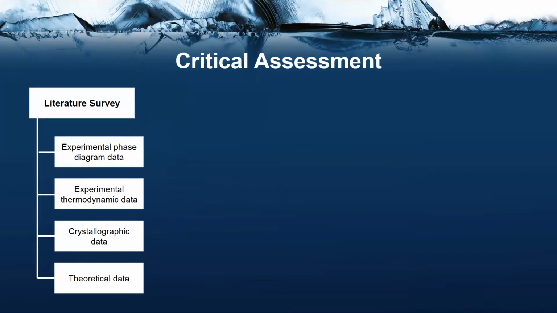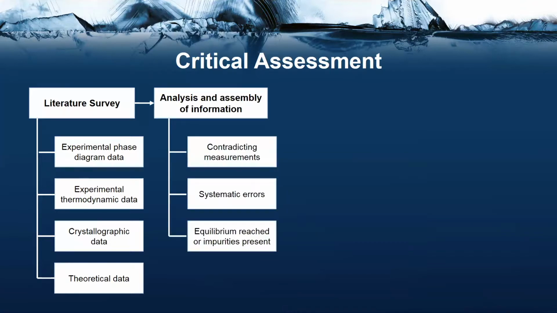After gathering the data, the information should be assembled and analyzed. The analysis concerns, for example, the detection of contradicting measurements, checking for appropriateness of experimental methods, and determining the possibility of systematic errors. The most apparent contradiction is if different values have been reported for the same quantity. In such cases, you have to critically analyze chosen experimental setups, so maybe these setups don't reach equilibrium, or they have used an inappropriate crucible, which means that, for example, impurities may be present.